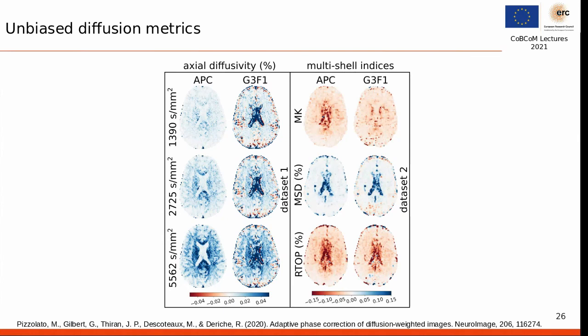Moreover, we can compute multi-shell indices, which are a different type of diffusion metrics that are typically computed, such as mean kurtosis (MK) or mean square displacement and return to origin probability. And also in these cases, we see changes compared to when we use magnitude images.